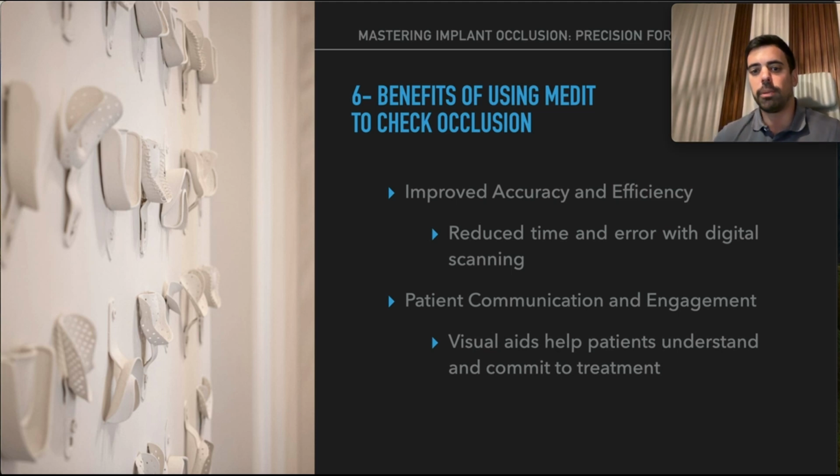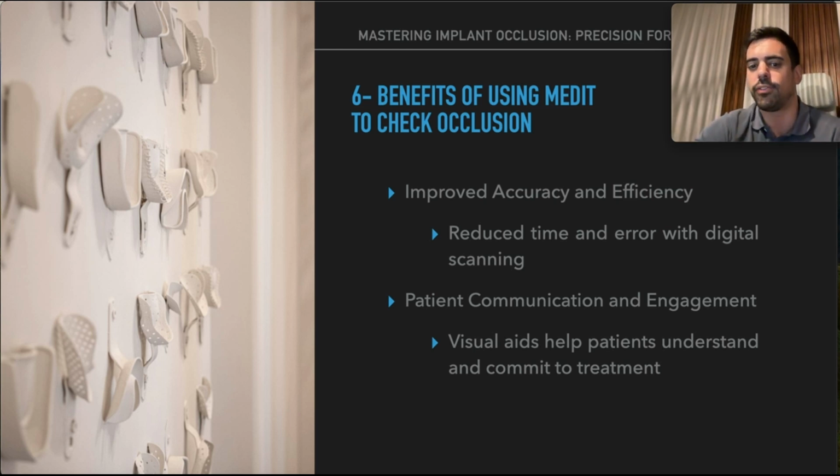And it also helps with patient communication, because we can tell the patient, can you see, well, why is this happening? Why is this screw coming loose? Why is this crown breaking? Well, you scan them, you ask them to do some lateralities, you ask them to chew, and you see how they probably overload that implant crown, that implant restoration.